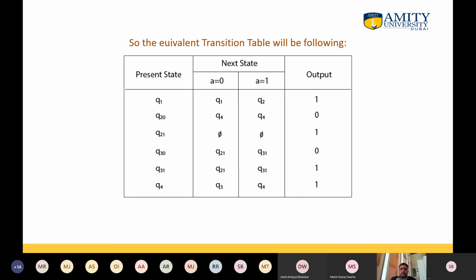So Q30. Q3, what was the next state with input A? Output? Q2 and 1. That's why you're writing Q2 1. Okay. So here, how do we write the state? If the respective output was 1, you will be writing Q2 1. If the respective output is 0, you will be writing Q2 0.